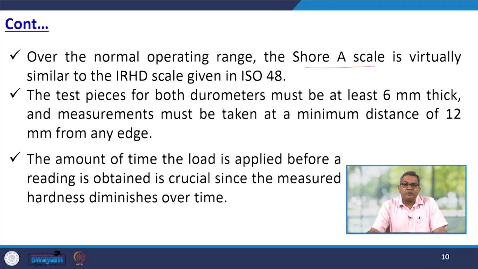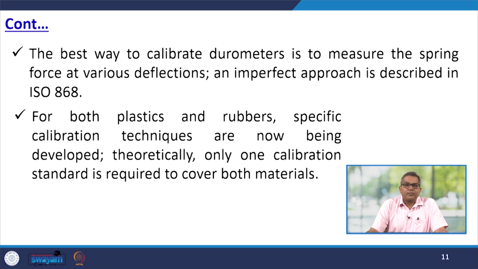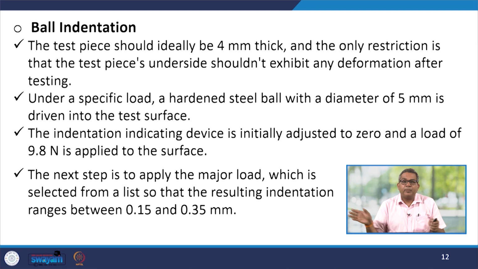The test piece for both durometers must be at least 6 mm thick and measurements must be taken at a minimum distance of 12 mm from any edge. The amount of time the load is applied before a reading is obtained is very crucial, since the measured hardness diminishes over time. The best way to calibrate a durometer is to measure the spring force at various deflections. An imperfect approach is described in standard ISO 868. For both plastic and rubber, specific calibration techniques are now being developed. Theoretically, only one calibration standard is required to cover both materials.